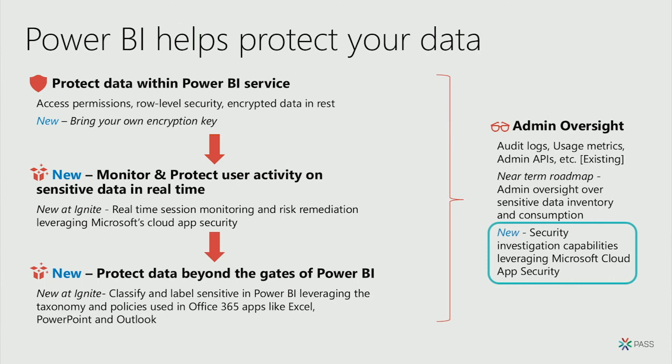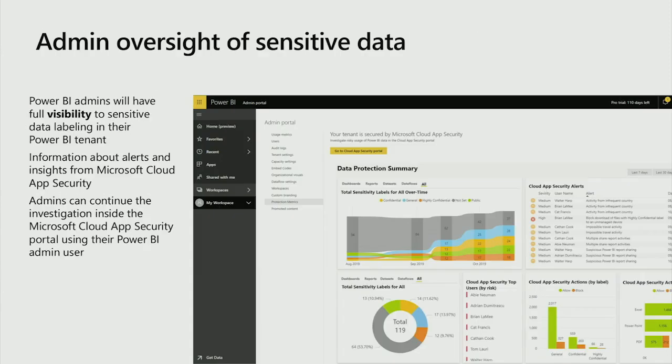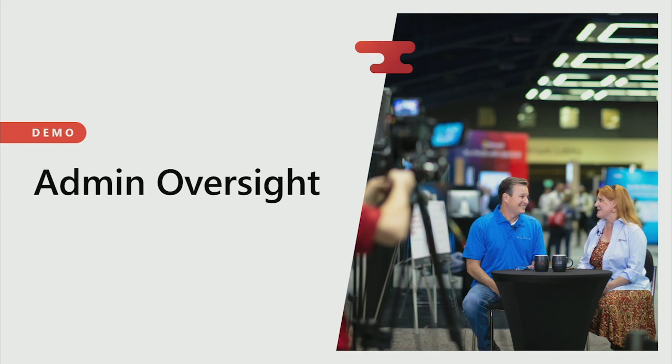So far, we've seen how Power BI helps to protect the data, but we are yet to cover how admins get a clear oversight over the organization's sensitive data and risky user activities. Admin oversight with Microsoft Cloud App Security enhances administrator capabilities with more security tracking and investigation visibility. To aid admin full visibility, we've added a new Protection Metrics tab in the admin portal. There, the administrator has full visibility of sensitive data labeling in the organization. Admins can continue the investigation and get more insight by navigating to the Microsoft Cloud App Security portal. Okay, now let's look at it a little closer.